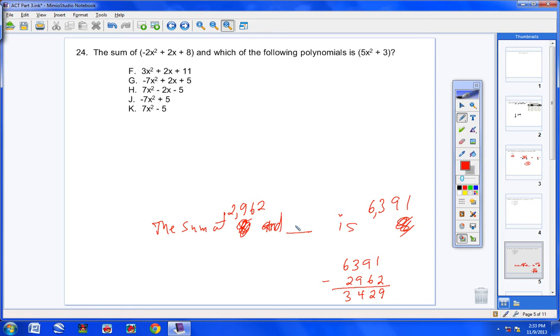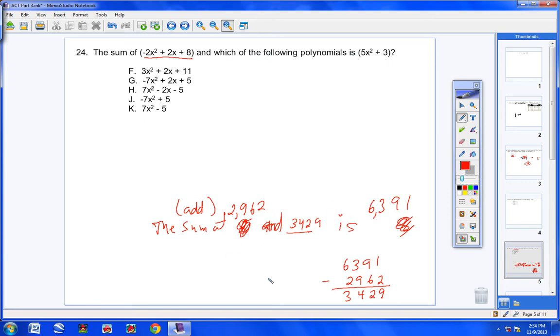Anyways, if not, you get the idea, and I could put that number right here, and then I could say very easily the sum of, sum means add, by the way, in case you've forgotten that, the sum of 2962 and 3429 is 6391. So do you see how we did that with numbers? Well, it doesn't change because we're dealing with algebra expressions. We have the sum of this and something else is this.